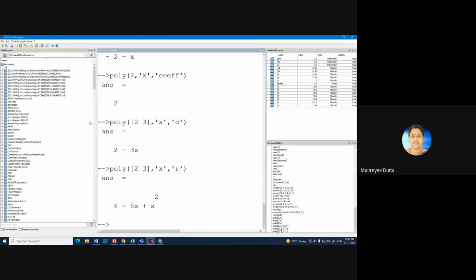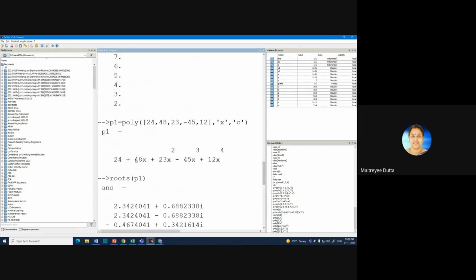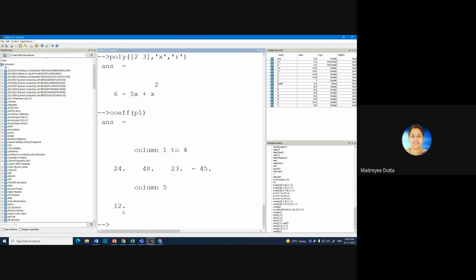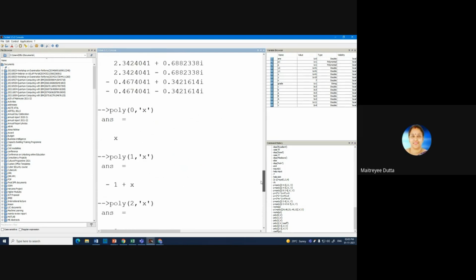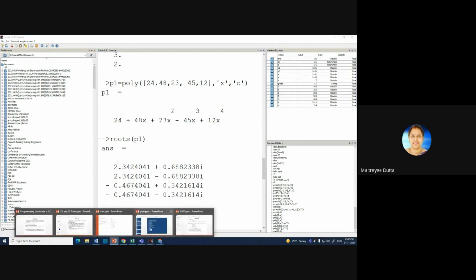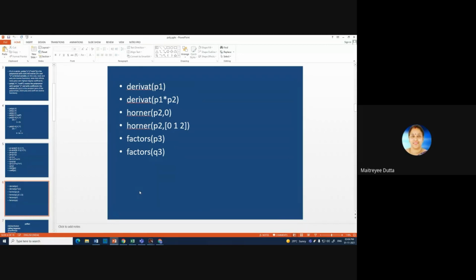For example, we have done something here, that is our P1, right? Now if I say COEFF, coefficient of P1, we should get these values: 24, 48, 23, minus 45 and 12. You see, these are my coefficients: 24, 48, 23, minus 45, 12. So to find out the coefficients, we use COEFF, and to find out the roots, we give roots.